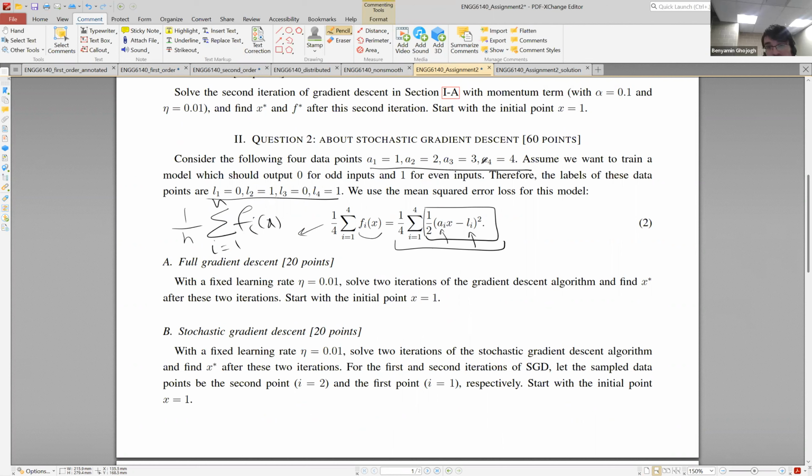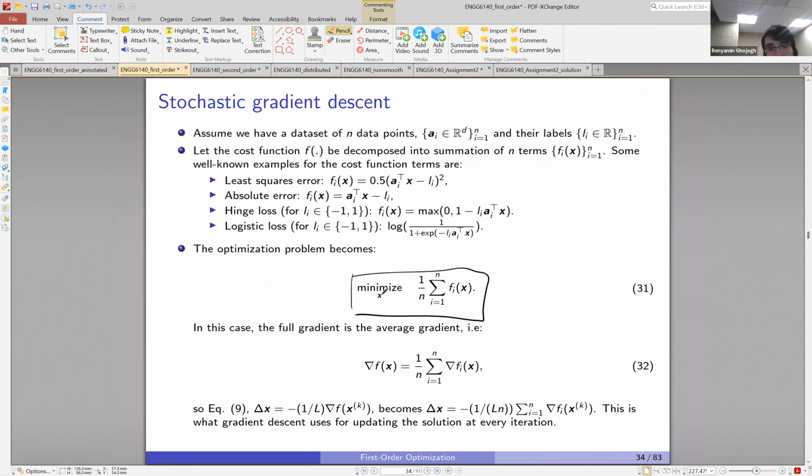No, y is not a variable. You mean l here, right? l is not a variable. It's an input. We have pairs of a_i, l_i as data. These are not variables that you should optimize. The only variable is x here. See, this is f_i of x. So the optimization variable is x, and as you see in this slide, you are minimizing over x.